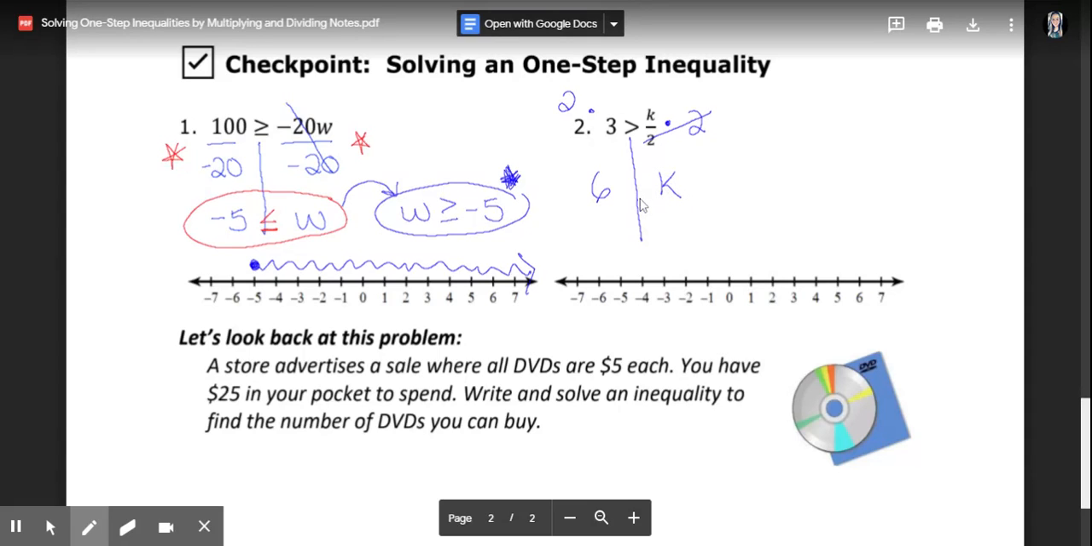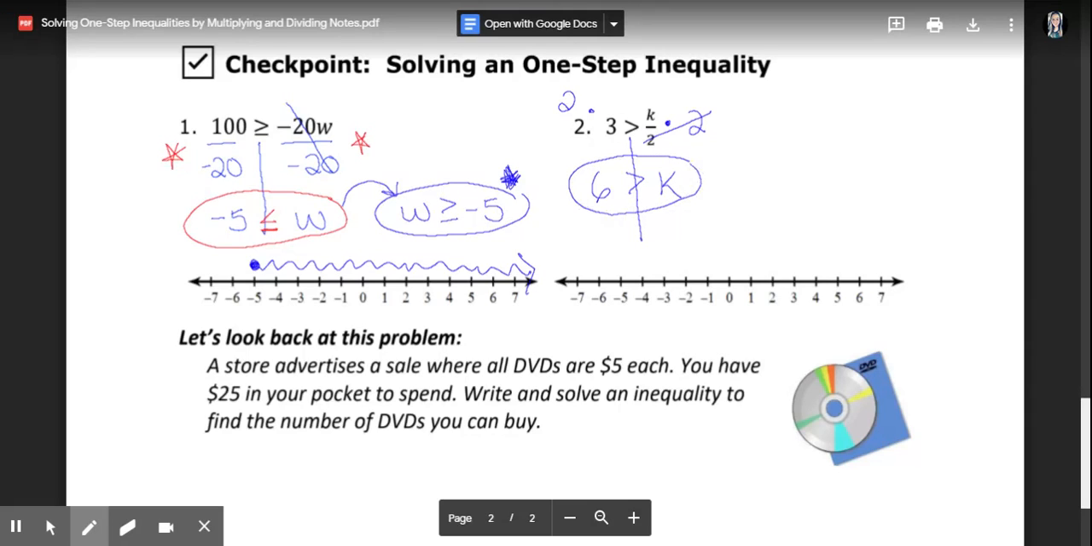Should I switch my inequality symbol at this point? No, I multiplied by a positive number. And from our investigation earlier, we learned that multiplying by a positive doesn't change anything. So I'm just going to bring down the greater than symbol. So far my answer says 6 is greater than K.